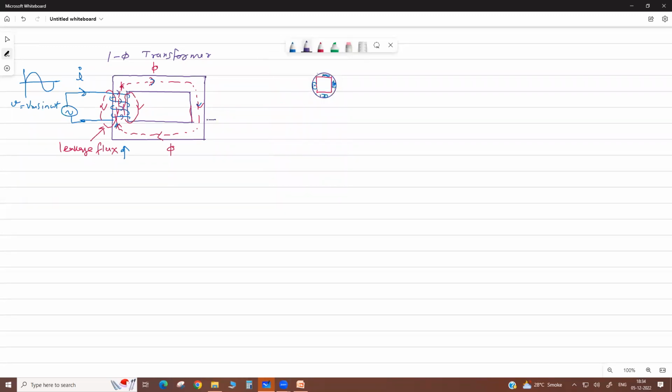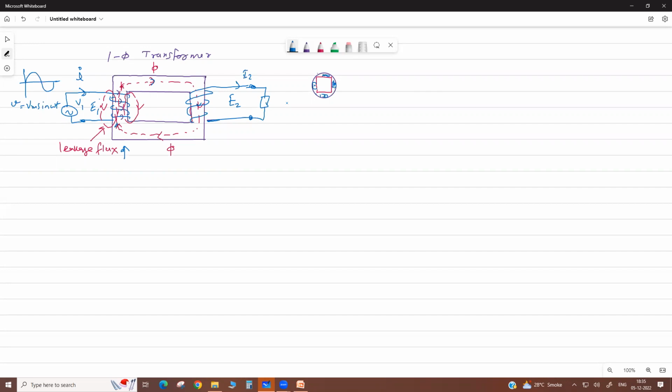This is your secondary winding. Suppose this is your secondary. Now if it is open, then there is an induced voltage E2. Here we apply the V1 voltage, but the self-induced EMF is E1. Now suppose we put the load here, then a load current I2 flows.